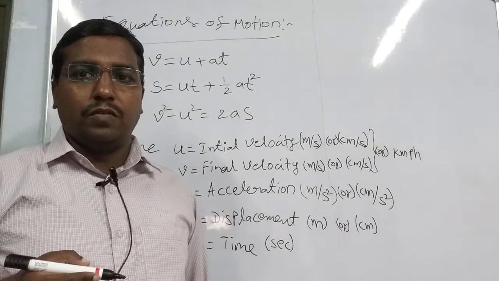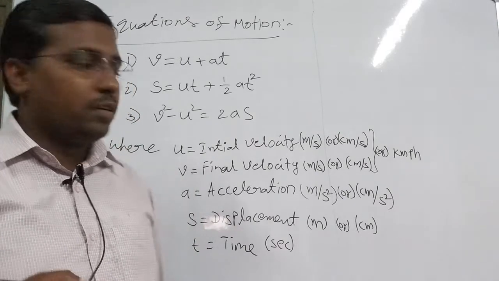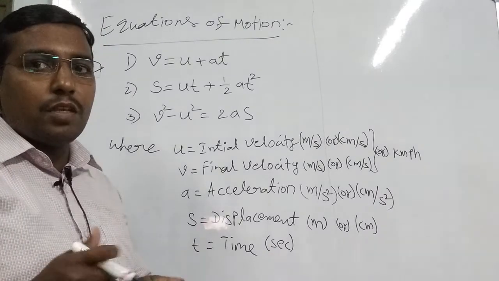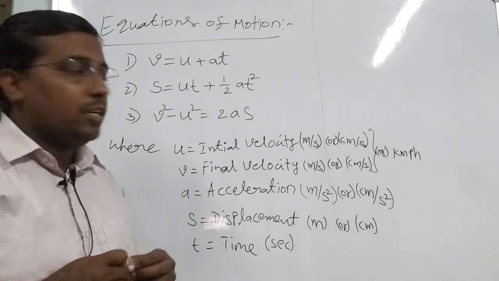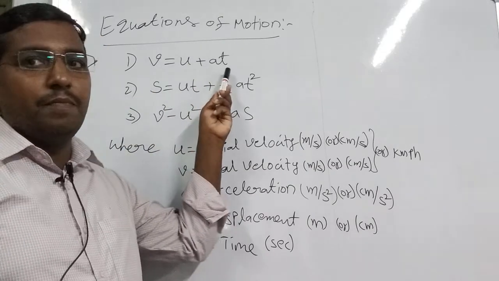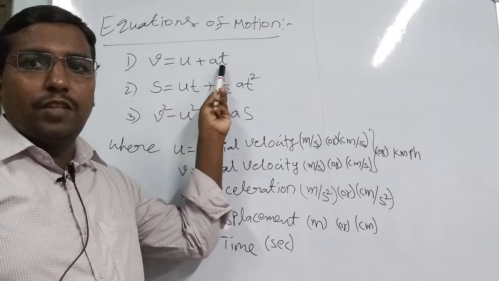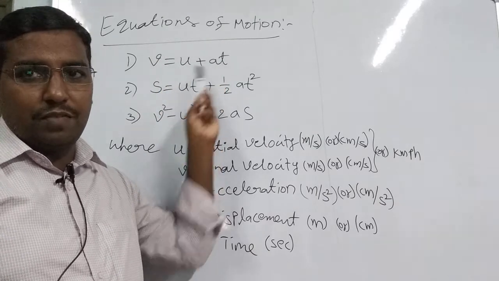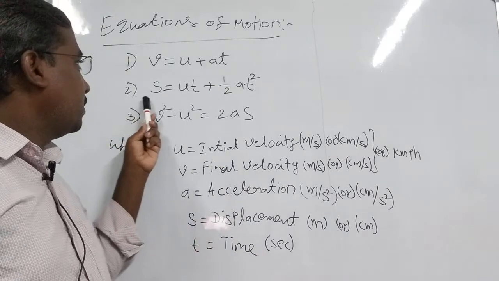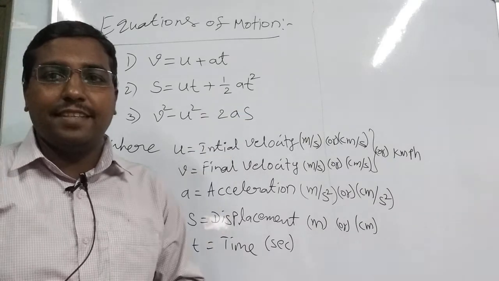So these are the equations of motion and their terms. In the first formula, v equal to u plus at, the velocity changes with time. In the second formula, s equal to ut plus half at square, s is the displacement.